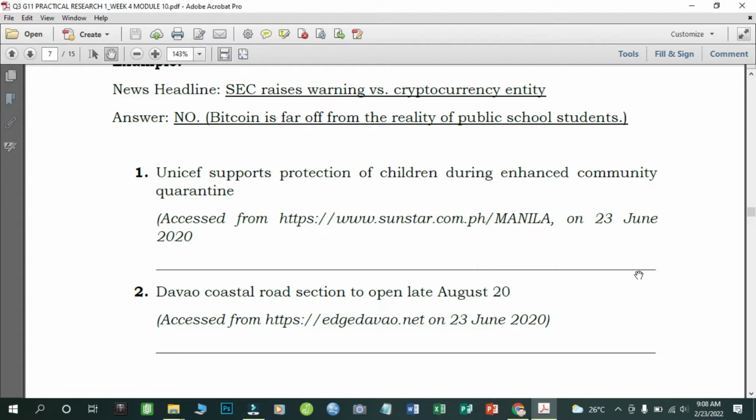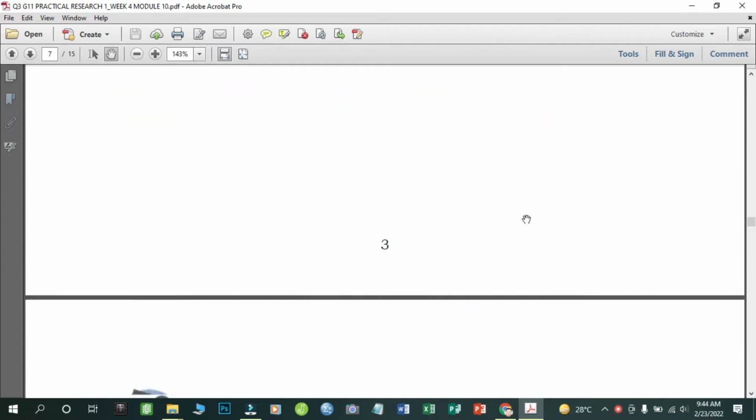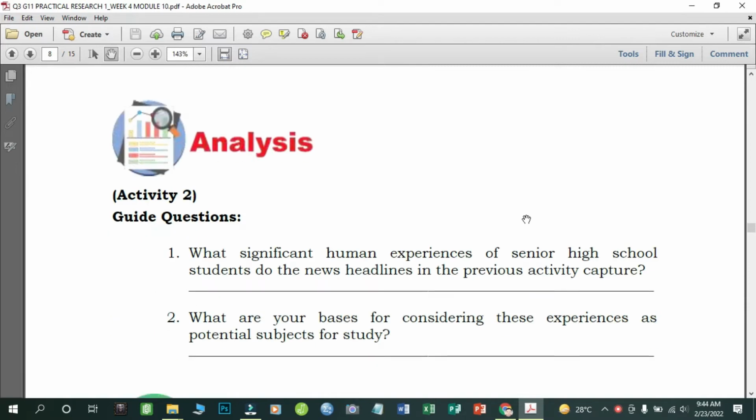Number 2, Davao Coastal Road section to open late August 20. Is this researchable or not, based on your level as a student? Okay, it is still researchable. Okay, we'll proceed to analysis.